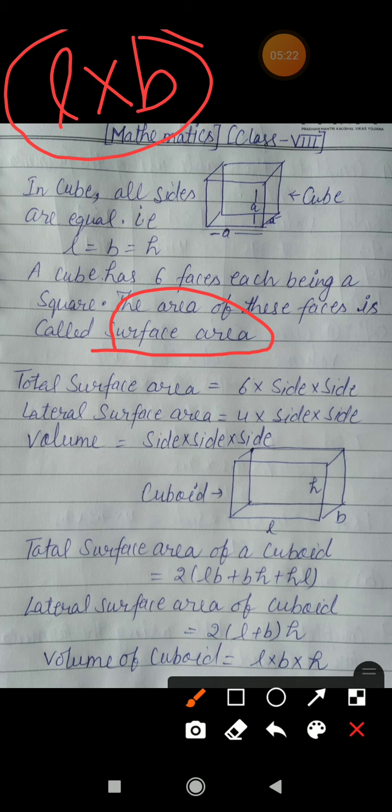Now, what is the formula to calculate the total surface area of a cube? The total surface area of a cube is 6 into side squared, because you have 6 sides or 6 walls. After that, you have to calculate the lateral surface area. The lateral surface area is when you calculate only the area of the walls, not the base and the roof.